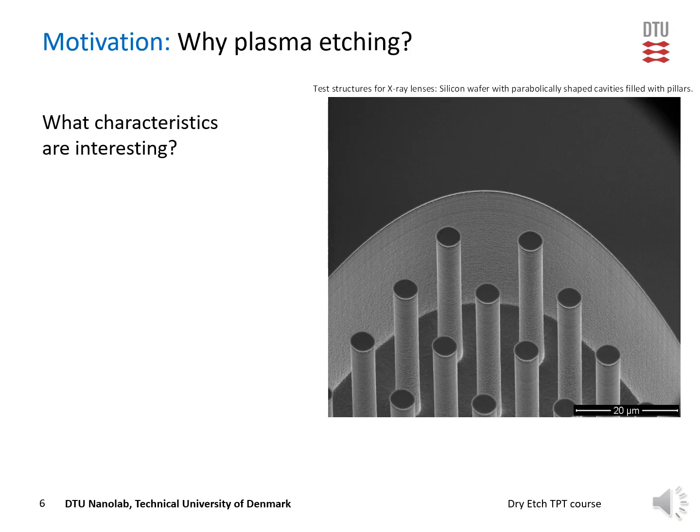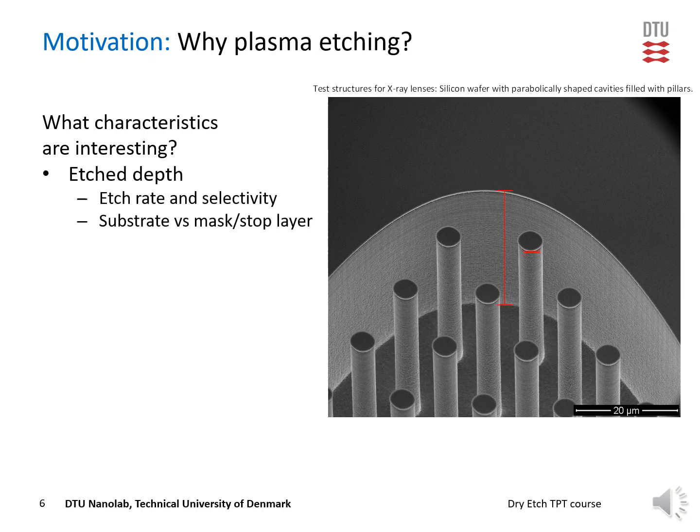Once your structures are etched, you will naturally want to evaluate the results. Among the interesting etch characteristics are the etch depth, the sidewalls, the surface roughness, and the etch uniformity. You may need a specific etch depth of the features. You will want to know the etch rate and how fast the substrate etches compared with the mask or an overlaying layer, which we call the selectivity.